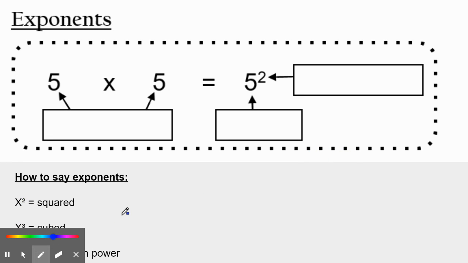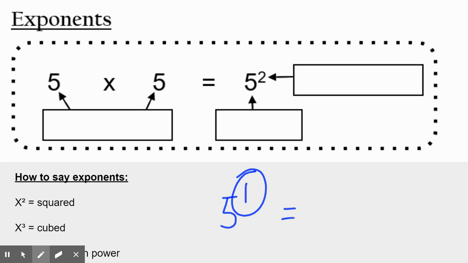Now I do want to point out, well, Miss Davis, what if you have 5 to the 1st power? Well, if we have 5 to the 1st power, that is just the same thing as me writing 5. So we're not going to use that. So our exponents are going to start with 2 or greater.